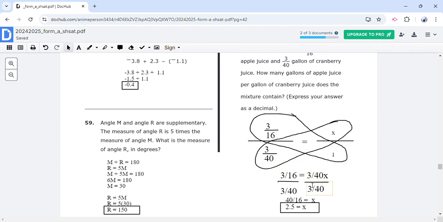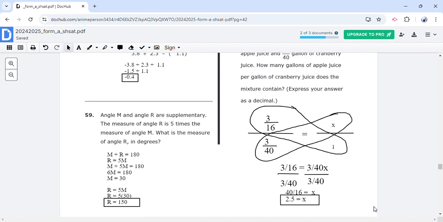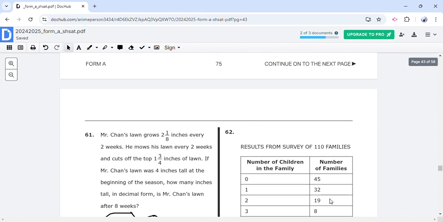And then you can do cross multiplication to do 3/16 equals 3/40 x. And then you can divide both sides by 3/40 to isolate the x, and that gives you 40/16 equals x. And if you convert that to a decimal, that's 2.5 equals x. So for every 1 gallon of cranberry juice, there is 2.5 gallons of apple juice. Let's move on to the next problem.